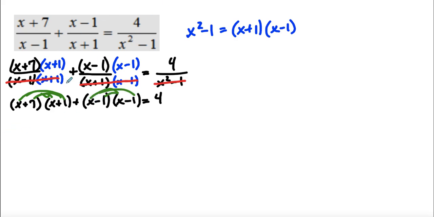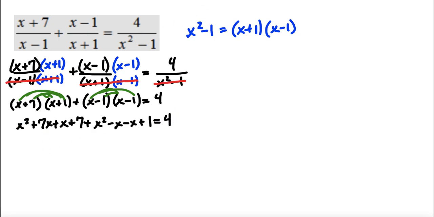When we do this, we're going to get x squared plus 7x plus 1x. Let's write that out: 7x plus x plus 7. That's the first part here. Then over here, when you multiply x minus 1 quantity squared out, you're going to get x squared minus 1 times x, minus 1 times x again for this one, and then minus 1 times minus 1 is actually positive 1. And that's all equal to 4.